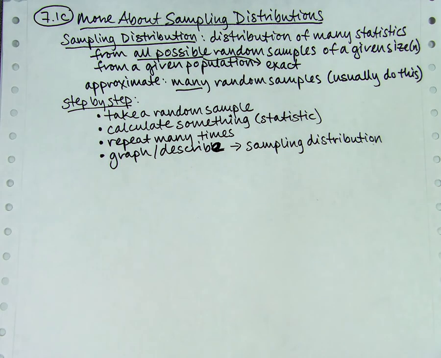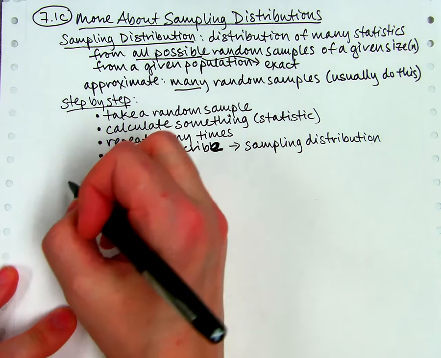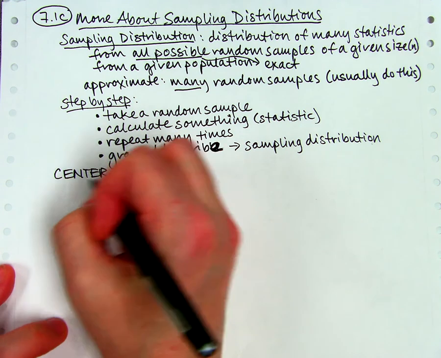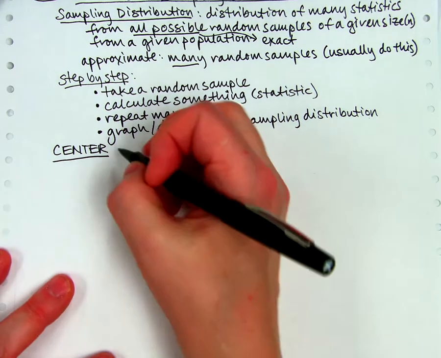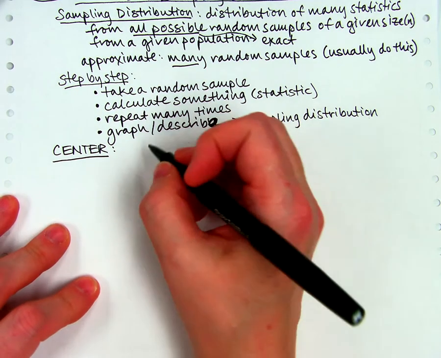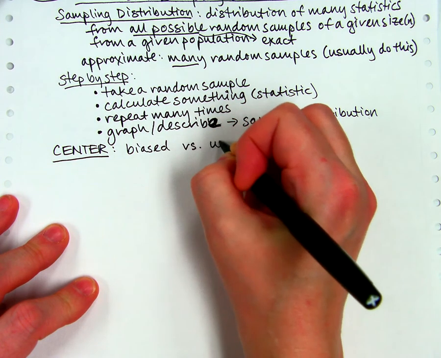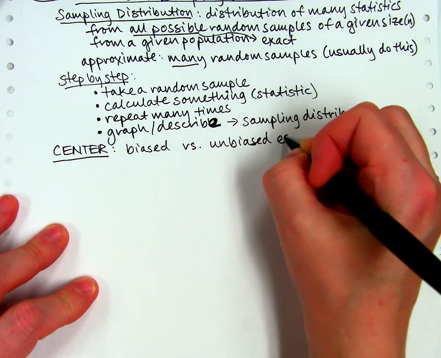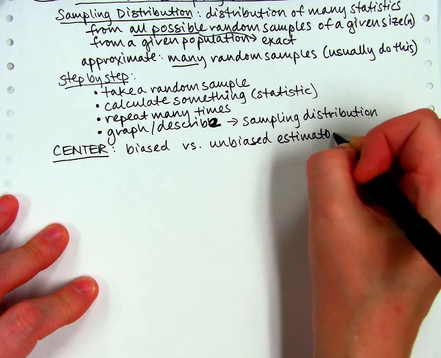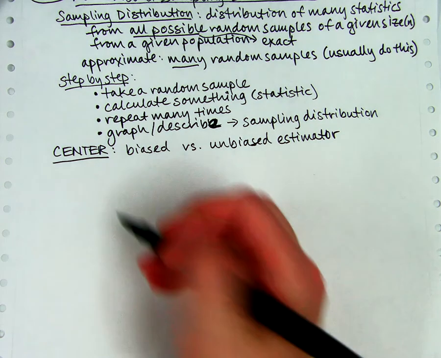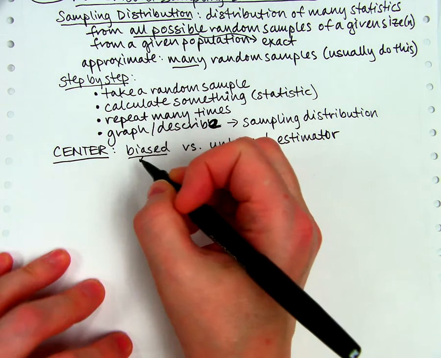All right, so that's kind of summarizing the most important thing for this week, which is what is it and how do you do it? And then today we're going to start talking about the center and spread, not so much the shape yet, that's coming later, but what happens with the center and spread of a sampling distribution. So the center depends on whether you've got a biased estimator or an unbiased estimator, and let's talk about that. That estimator is the statistic that you are calculating. So a statistic is used as an estimator if it's used to estimate the parameter, and if it's biased, that means it tends to be too high or too low.